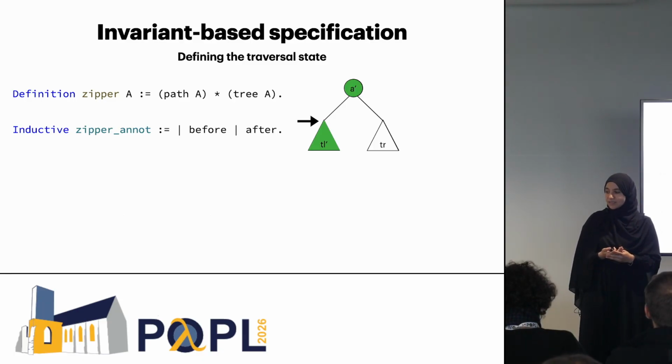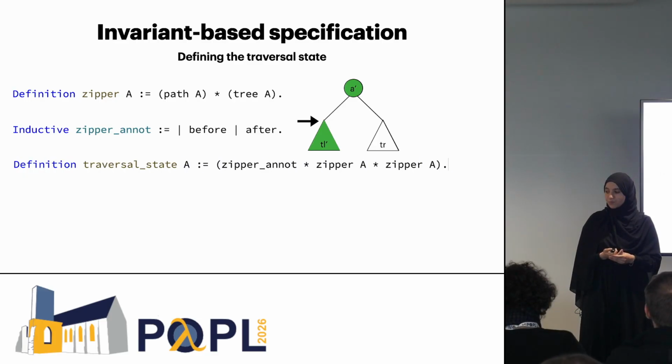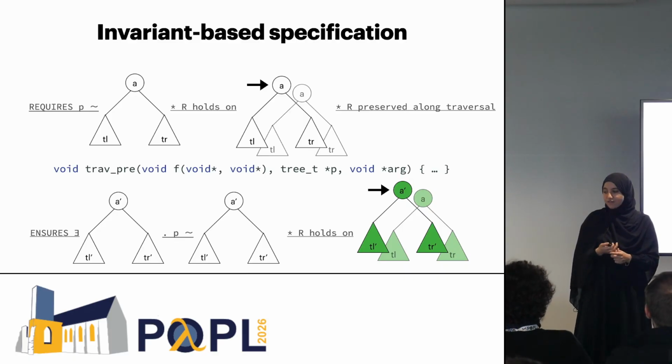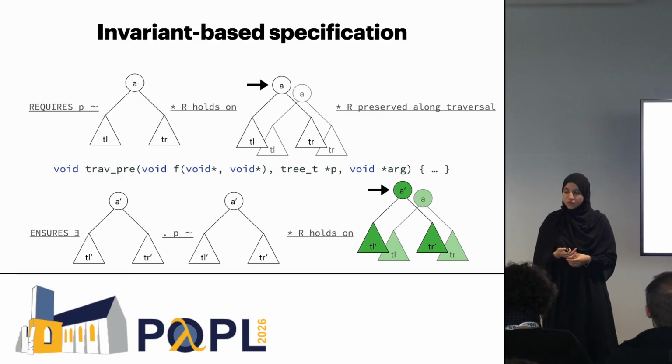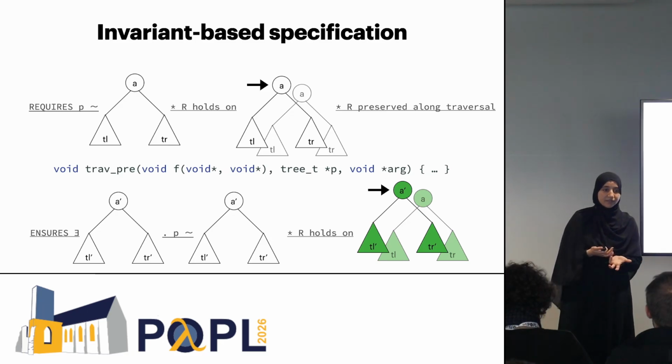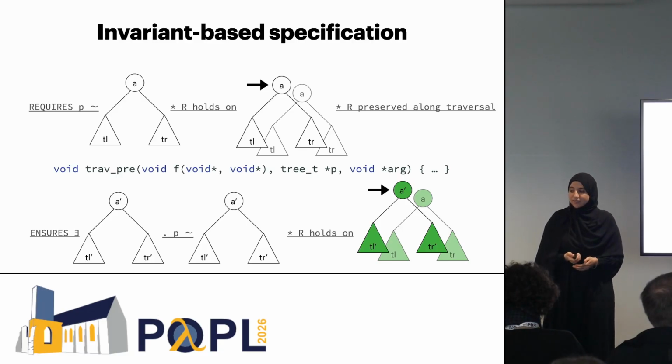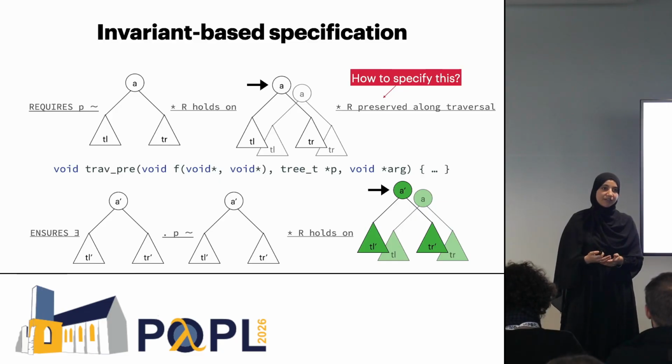So the traversal state has an additional shadow zipper to represent the original tree. So if we put everything together, we have a specification that says that if the input tree pointer P is related to some mathematical tree, and the invariant R holds on the initial state where nothing in the tree has been traversed, and R is preserved along the traversal, then the traversal guarantees that in the end the pointer P is related to some mathematical tree where the invariant holds on the state where everything in the tree has been traversed. So the question that remains to be answered is how to specify that the invariant R is preserved along the traversal.